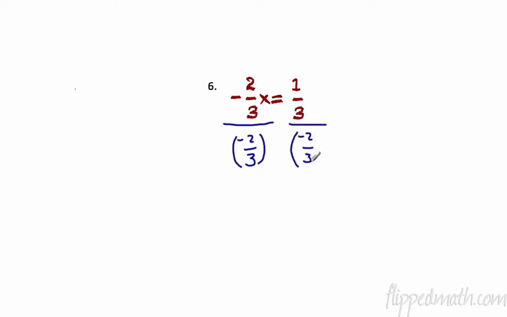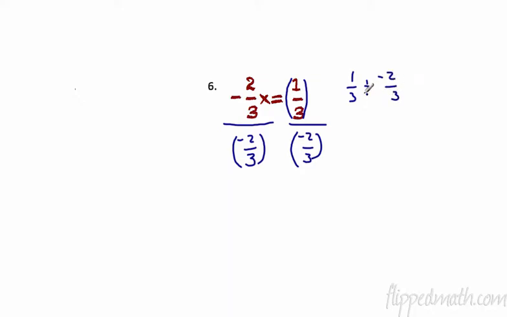This is about as ugly as it can get for you. So look, I'm going to put parentheses around this too, just so we can look at what's going on. You have x times negative 2/3. You want to divide by negative 2/3. Now, the way you do it by hand, it's 1/3 divided by negative 2/3.